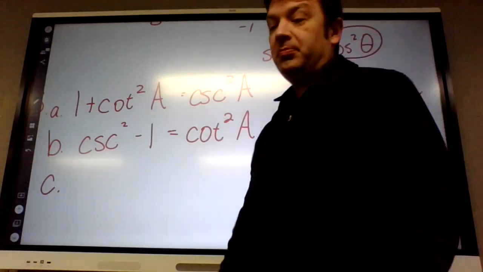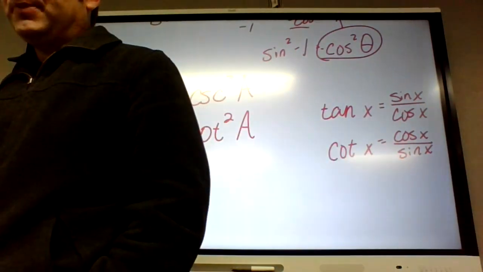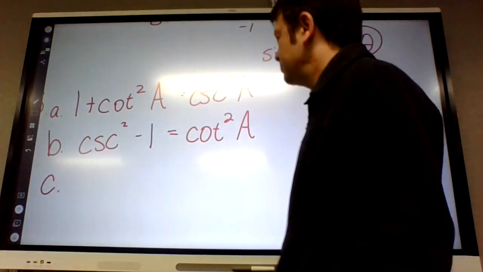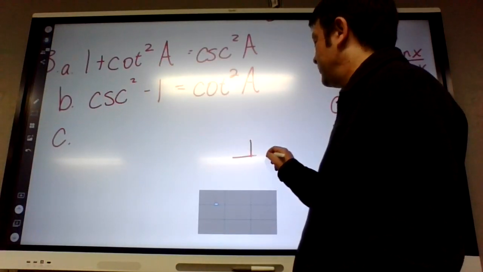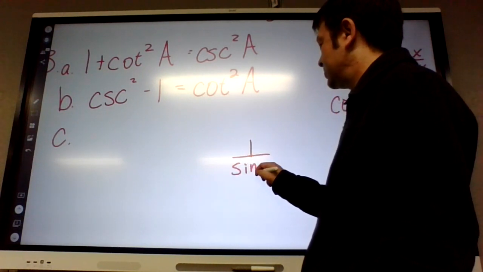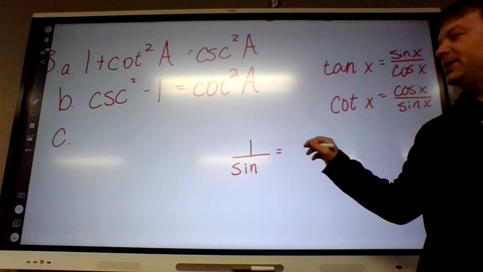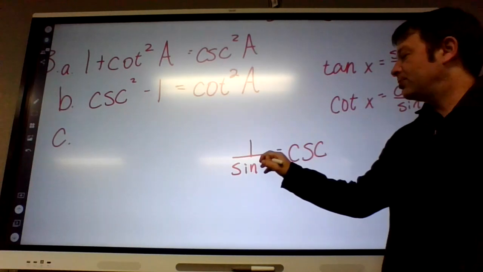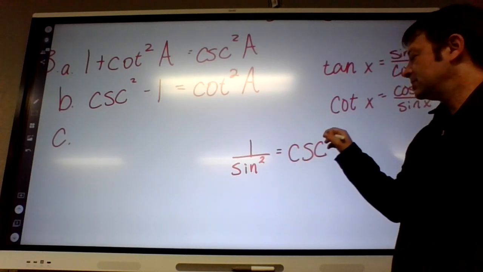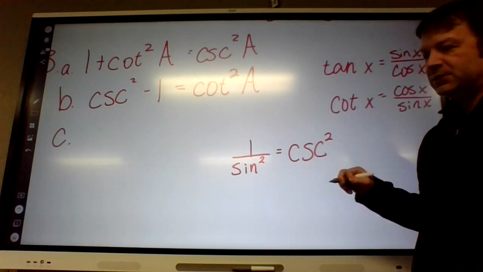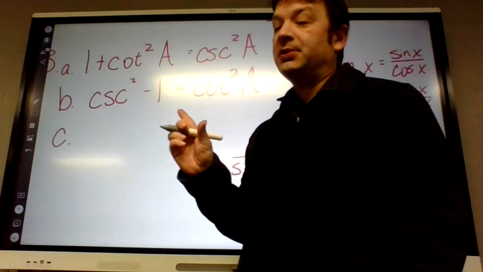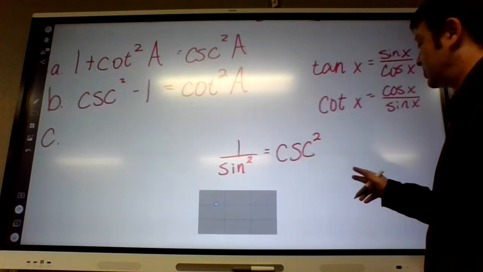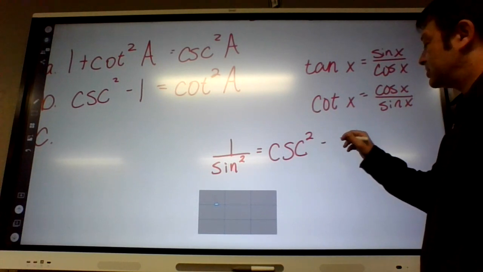Okay, back to number 3C. What's 1 over sine squared equal to? Well, from the beginning, what's 1 over sine equal to? You guys remember? 1 over sine is, somebody said it, cosecant. So what do you think 1 over sine squared is equal to? Cosecant squared. So that's what that first fraction on C is going to turn into. 1 over sine squared turns into cosecant squared. What's 1 over tangent squared going to turn into? Cotangent squared.